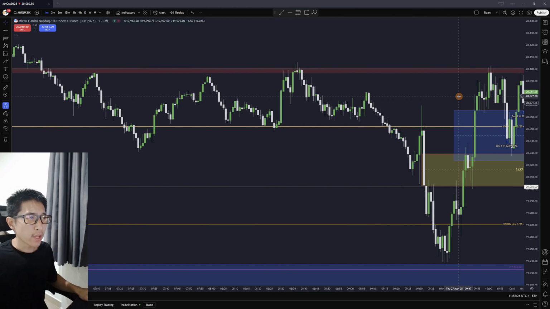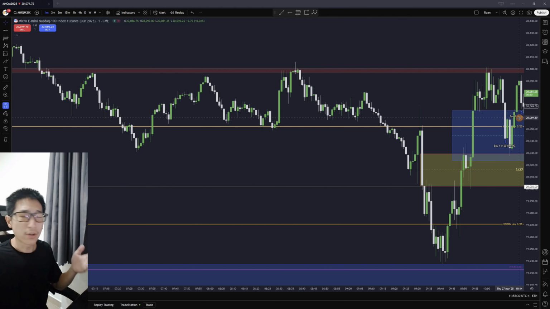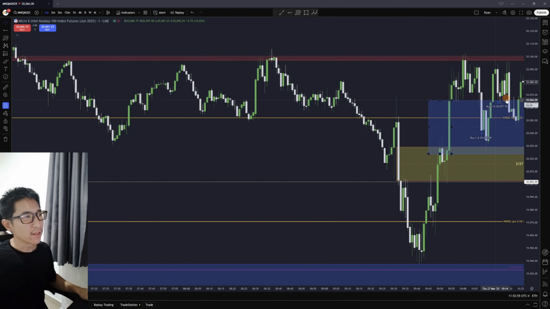And then I was thinking, okay, we do have another fair value gap here. So I went ahead and took another long. I added to my position, and then I moved my stop right here below this low. This will be one fair value gap, two fair value gaps, and then an order block. So three PD arrays of protection. And this little chop here kind of had me a little doubtful of what is going on.